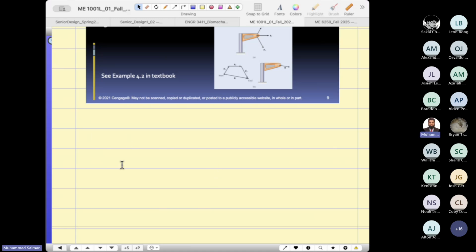Okay, thank you guys. Let me explain a little bit about vector addition and how you are going to use the cosine law and the sine laws. We will be using the cosine laws and the sine laws in this calculation. So let me show you this.